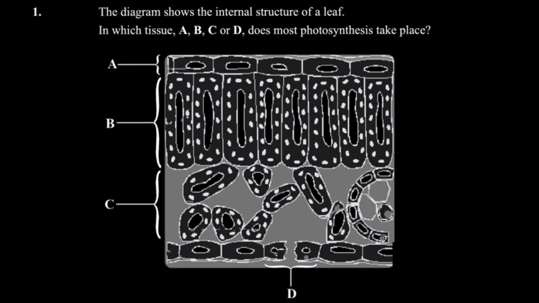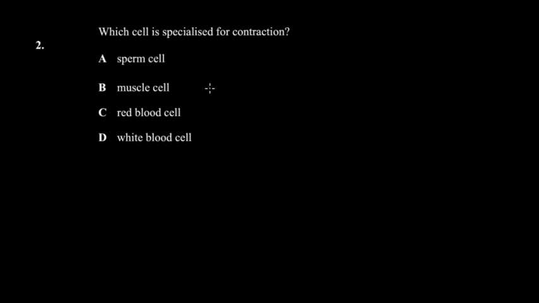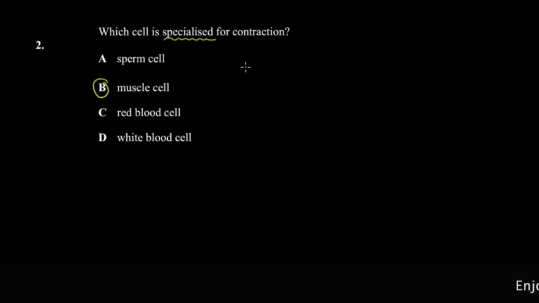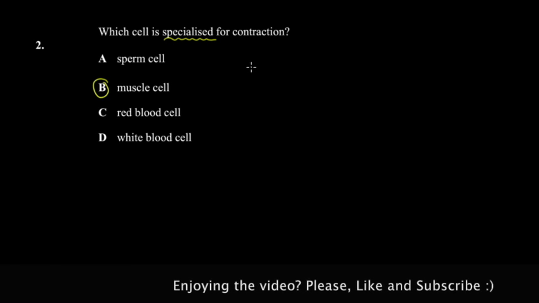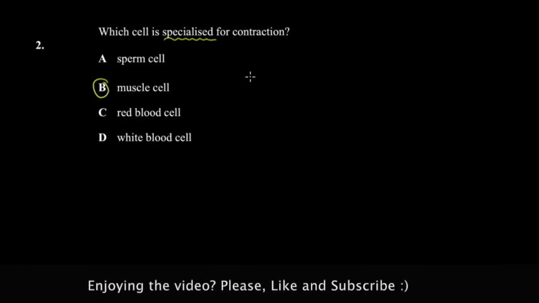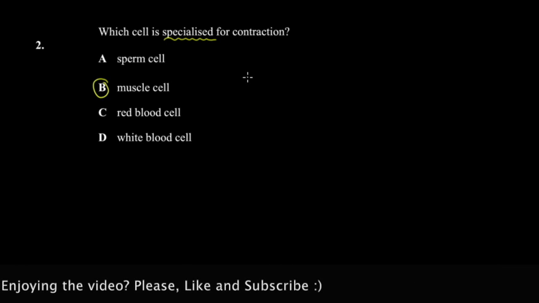Next question says, which cell is specialized for contraction? So which cell is specialized for contraction? So contraction, it'd be muscle cell here. But let me just explain to you a little bit. This word specialized here is a technical term, okay? When we say something is specialized, we mean that over time, it's evolved to serve a specific function. So it's special in terms of its structure and also how that structure impacts function.